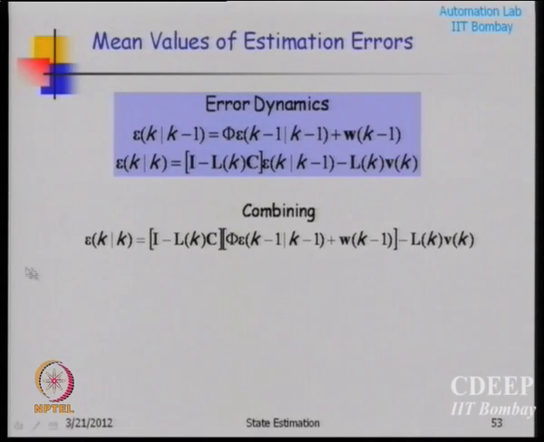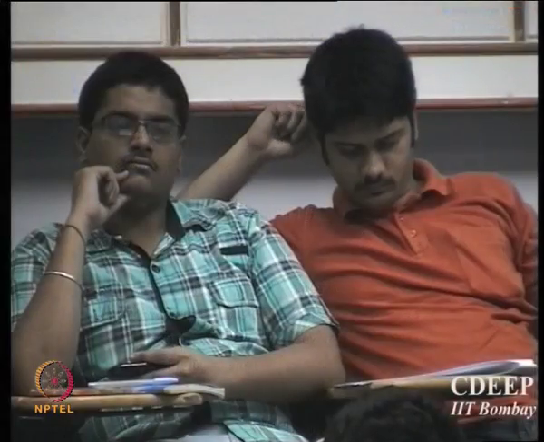So I have just combined these two equations, just substituted this and this, and I am writing now the equation between kk as a function of k minus 1, k minus 1. Fine? Just algebra, pure algebra, nothing more. Now here is a simplifying assumption.